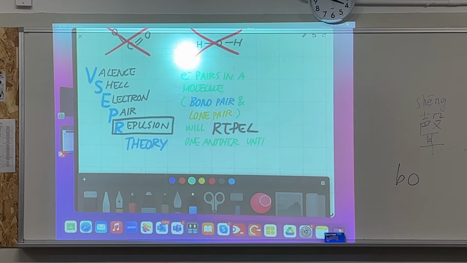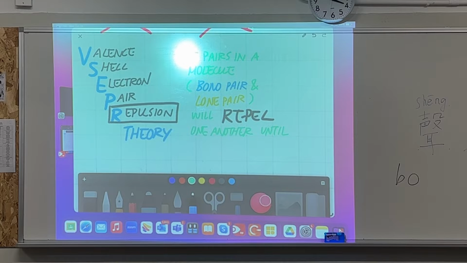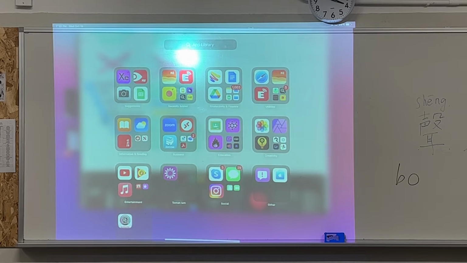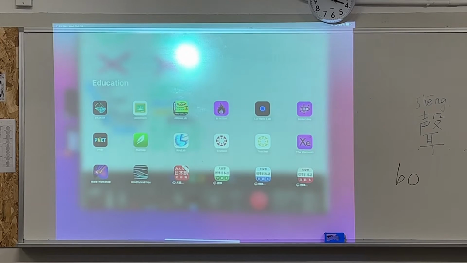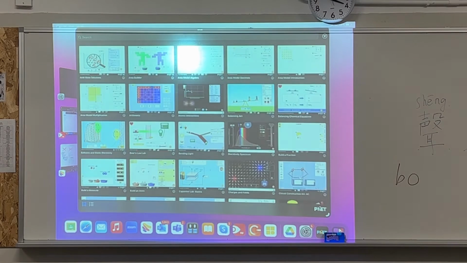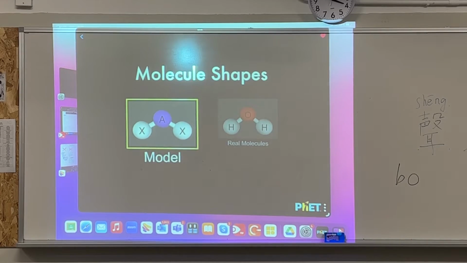There's a bit of math here, so I want you to be careful. They repel one another until they are furthest away possible. So I think the simulation speaks more than words. Why don't I show you the simulation straight away? So this is the simulation. It's the same one we used earlier. But then, let me use the model here.